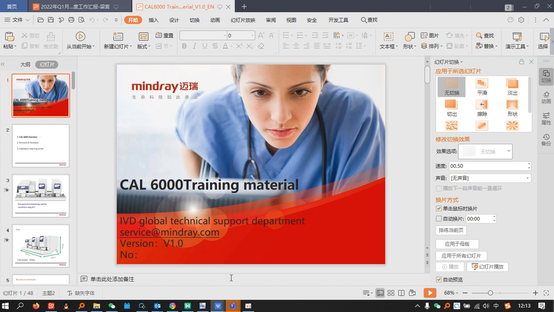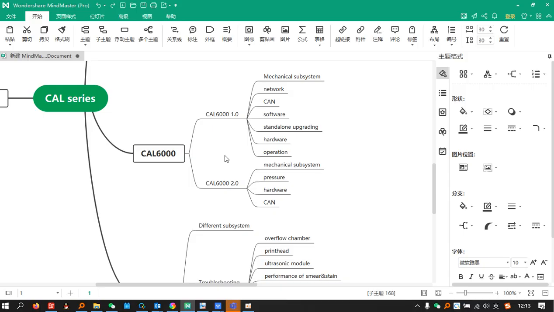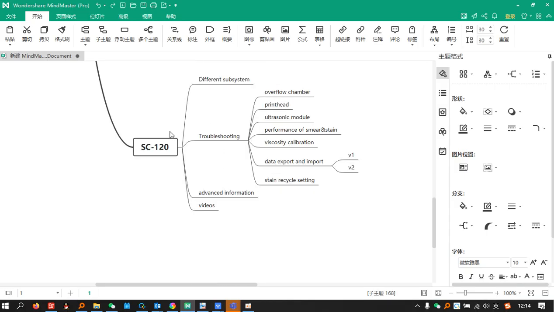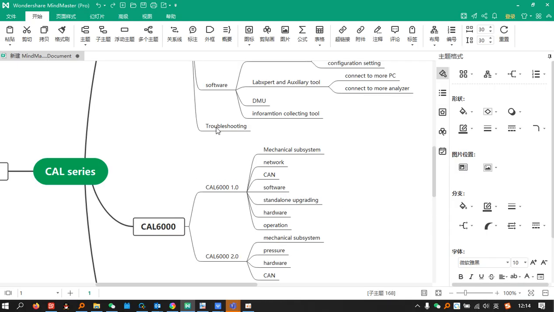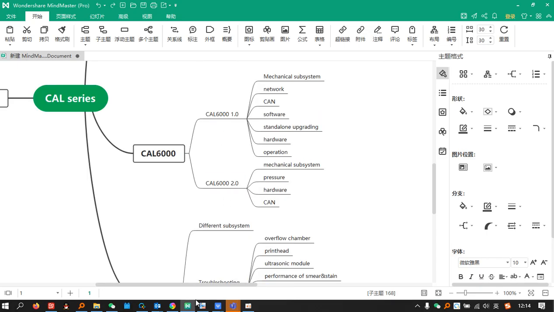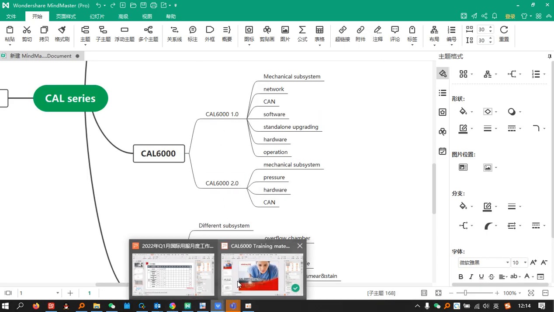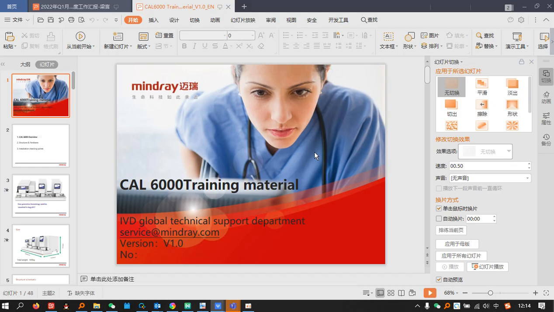Today we will have the advanced training of the KEL 6000, both version 1 and version 2, and then part of the SC120. Now let's start the KEL 6000 version 1 first.